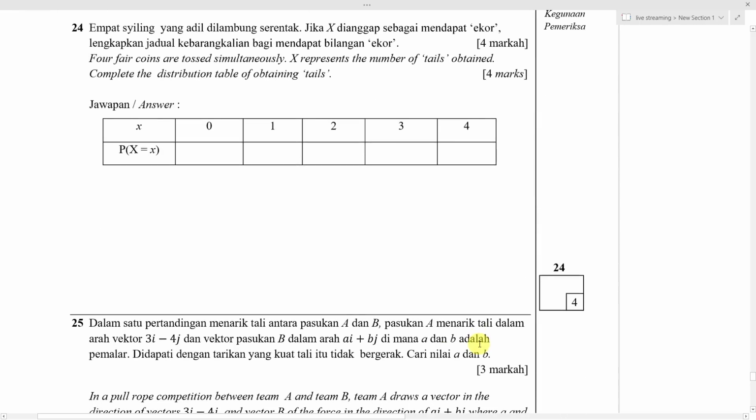Okay, this one is a bit different. Do I need to answer in standard form? Not necessary, unless the question says to leave it in standard form, then only you do that.